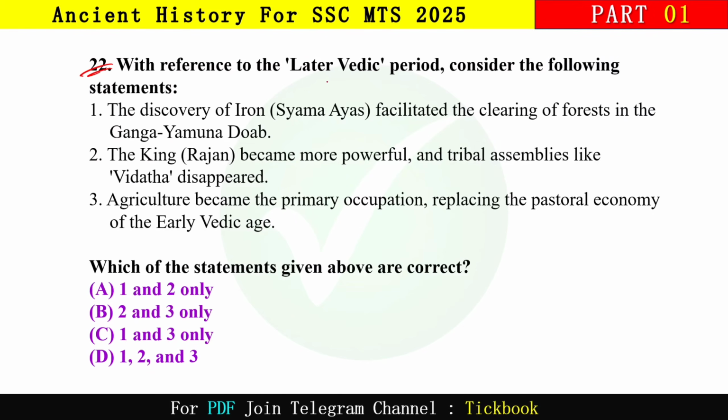22. With reference to the later Vedic period, consider the following statements. Option number D, 1, 2 and 3. 1. The discovery of iron facilitated the clearing of forests in the Ganga Yamuna Doab. 2. The king, Rajan, became more powerful and tribal assemblies like Vidath disappeared. 3. Agriculture became the primary occupation, replacing the pastoral economy of the early Vedic age.